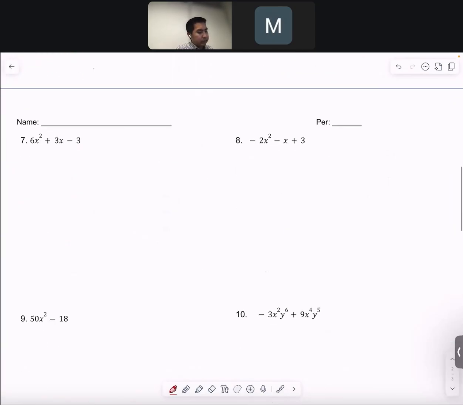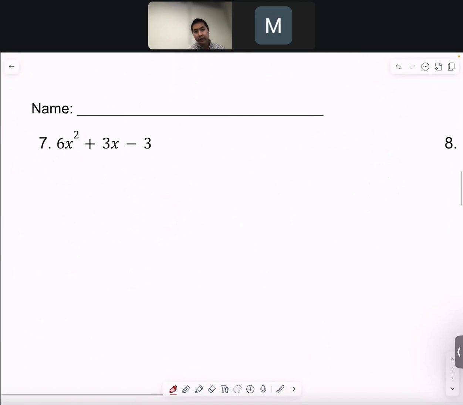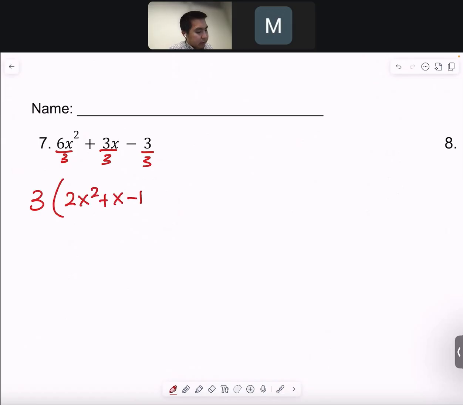Okay. Number 7. Again, there's a GCF bandit. We could divide each of these by 3. So factor out 3: 2x squared plus x minus 1. And then we do the x method, right? A times c is negative 2. The b value is 1. The two numbers that multiply to negative 2 but when added together give you positive 1. That's 2 and negative 1.